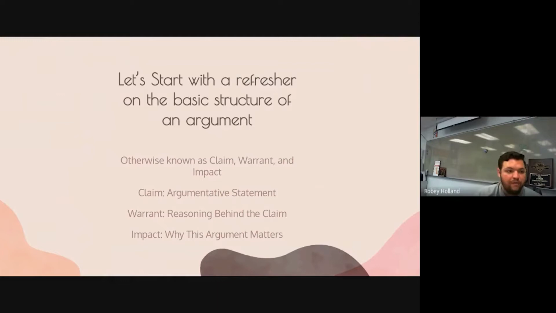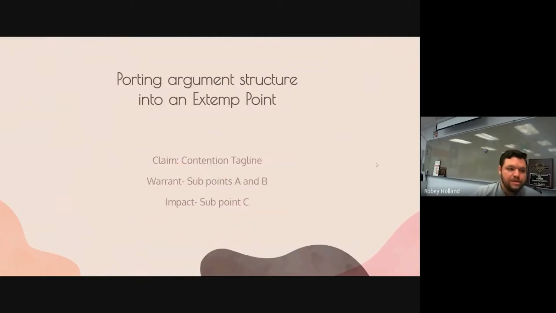Interestingly enough, every extemporaneous speech and every area of analysis should be basically broken up into claim, warrant, and impact. But how we actually make that happen in an extemporaneous speech looks a little bit different than what it might look like in a public forum debate round or a policy debate round. So let's move forward a little bit and port the argument structure into an extemp point.